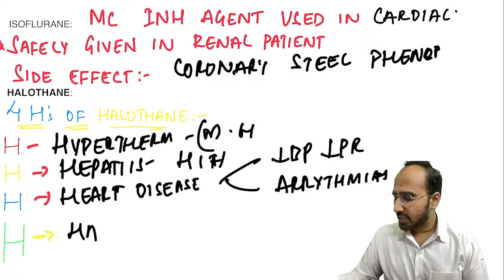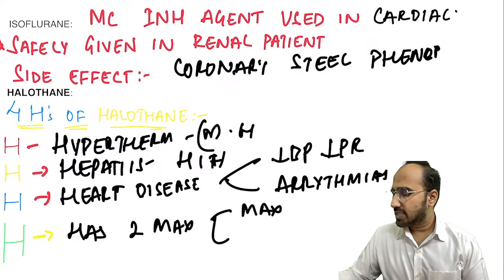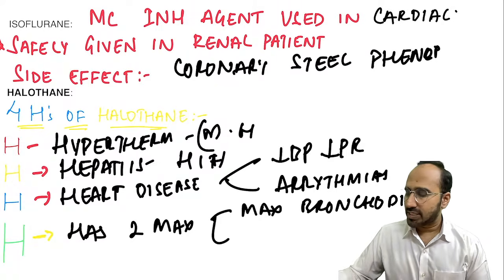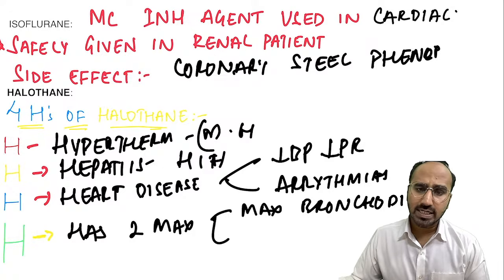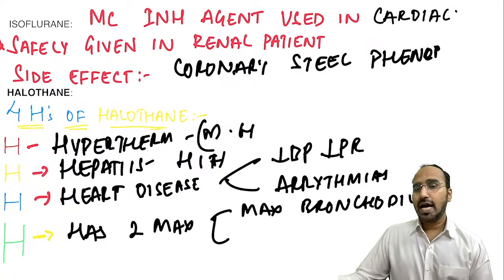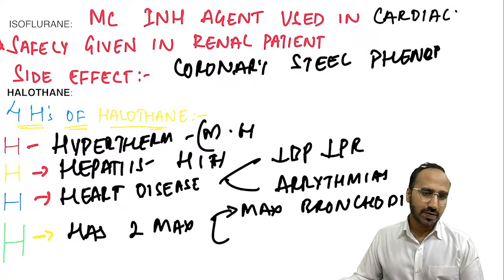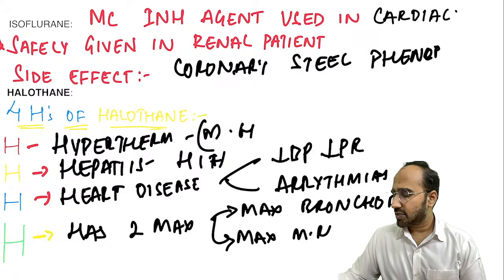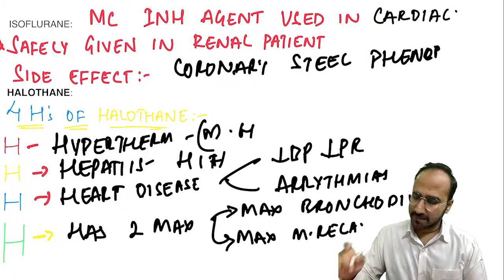Next, halothane has 2 maximums. What 2 maximums? Halothane can produce maximum bronchodilation. If halothane produces maximum bronchodilation, then why did I tell you sevoflurane is the inhalational agent of choice for asthma? Halothane should be the inhalational agent of choice for asthma, but halothane causes some increase in airway resistance. Due to that, halothane is no longer used as the first inhalational agent of choice for asthma. It's the second inhalational agent. Next, it can cause maximum muscle relaxation also. Okay, 4 points of halothane you have to remember with the 4 heads of halothane.